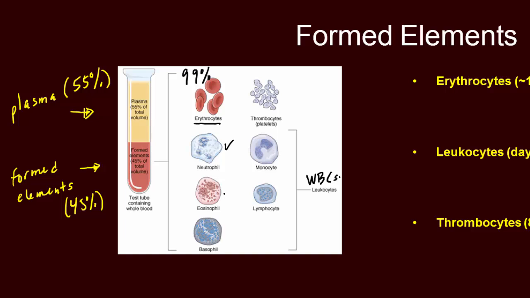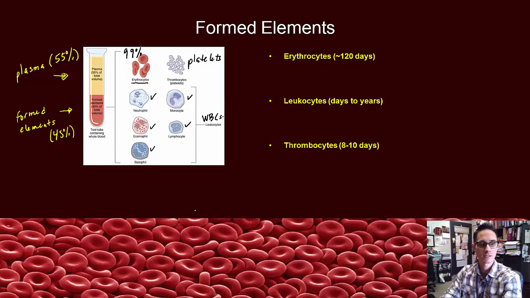And there are many different types of white blood cells. We're going to spend a little time talking about each of those, and each of these different leukocytes has an important function for the pathogen protection component of your body. And finally, we have platelets, and these platelets are the pieces of the blood that help us to clot the blood.